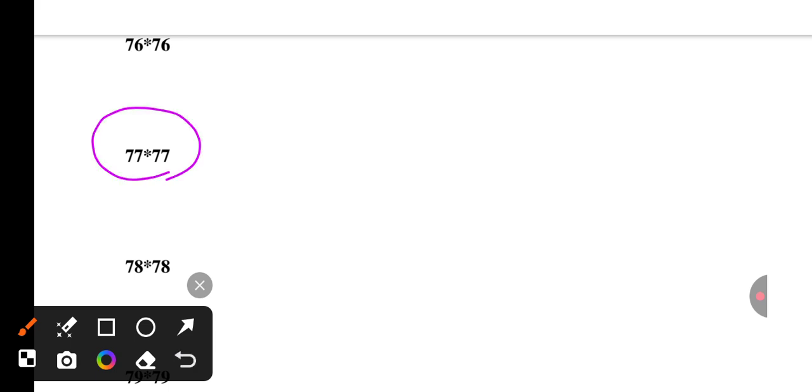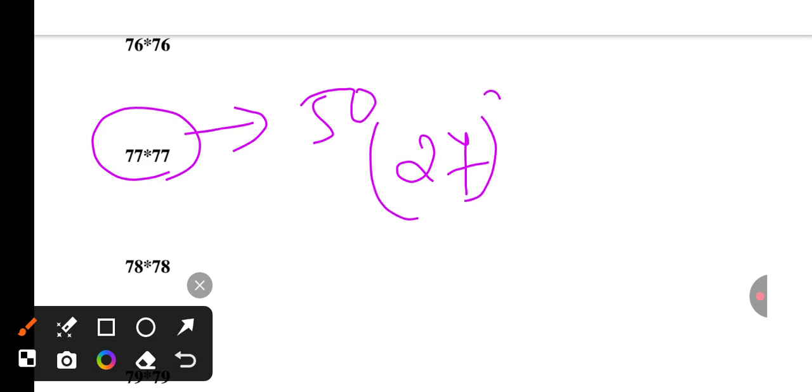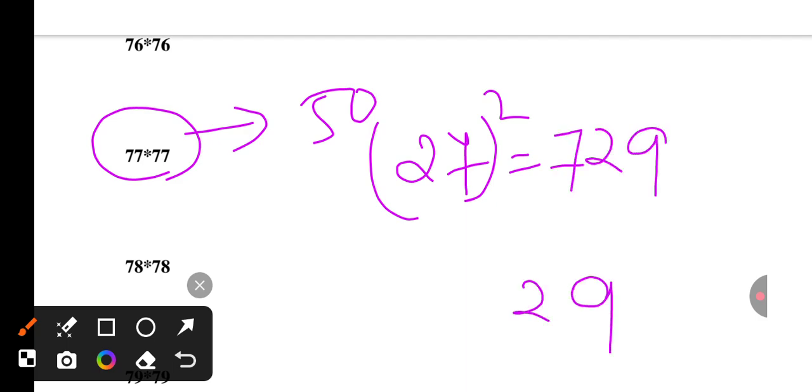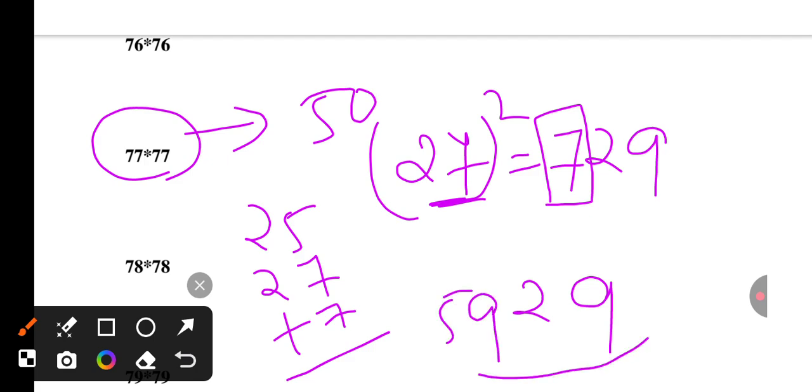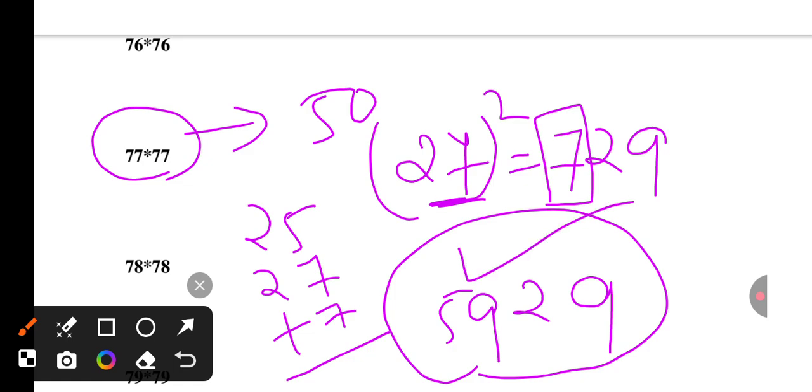Next, 77 square. Compare with 50, it is 27 more. Okay, what is 27 square? 729. Okay, write 29 at the end. Next step is 25. This is compulsory. Next, how much more? 27 more. Next, the carry. Okay, 7 is the carry here. Okay, plus 7. If we add, it will become 59. Okay, 5929 is the answer of 77 square.